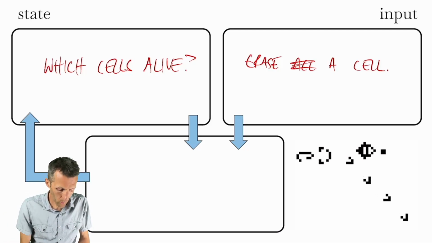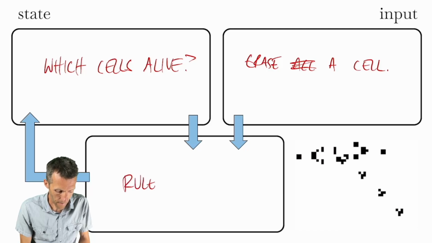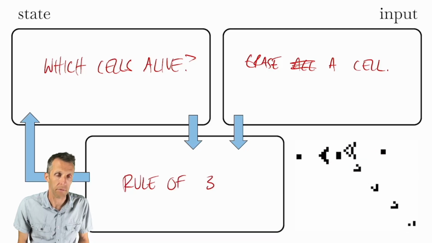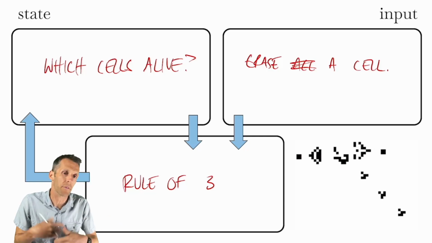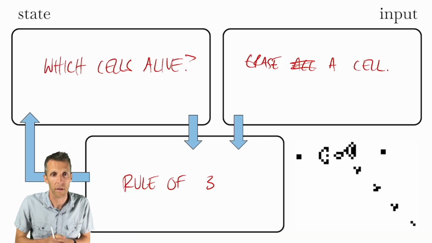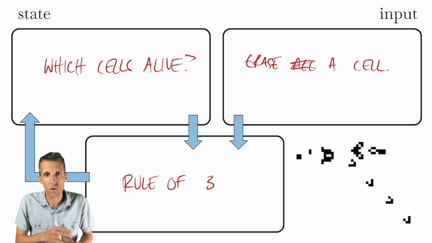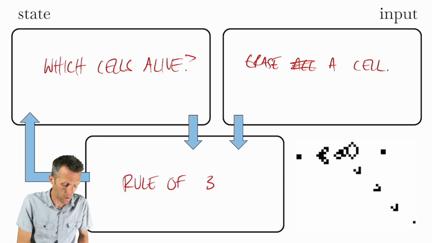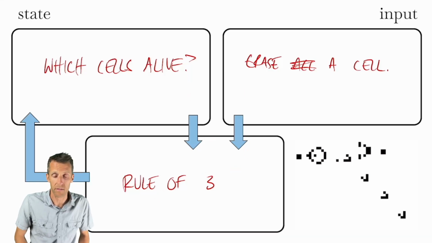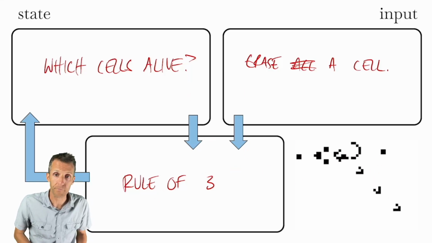And then finally, what are the rules? It's the rule of three. If you have 3 neighbors, you're alive, you stay alive. If you have 3 neighbors and you're dead, you come to life. Everything else dies. And so when you apply these rules, what cells are alive, rule, update which cells are alive, rule, update which cells are alive, you can get these amazing patterns over here.